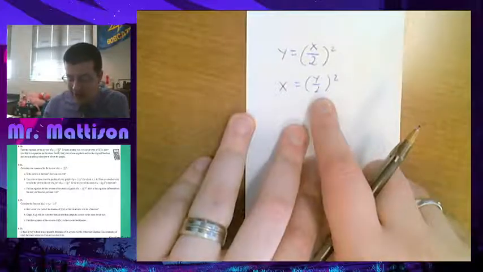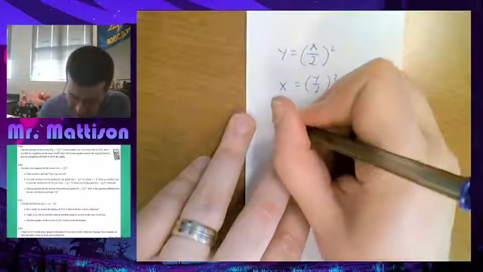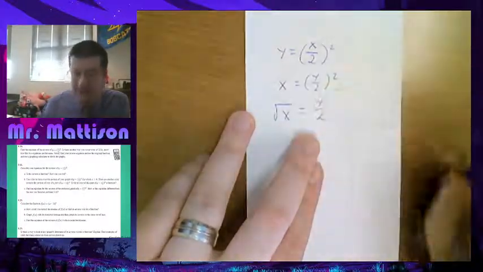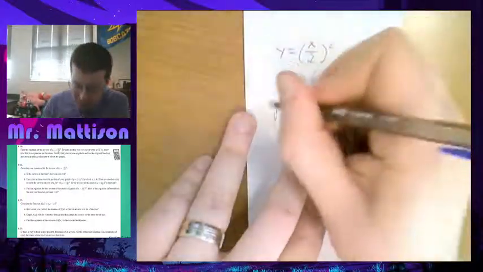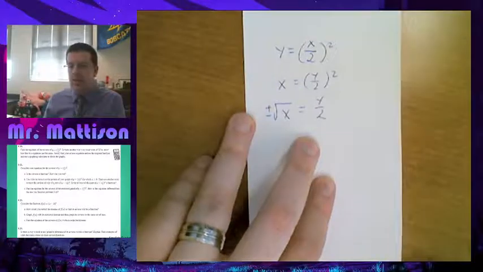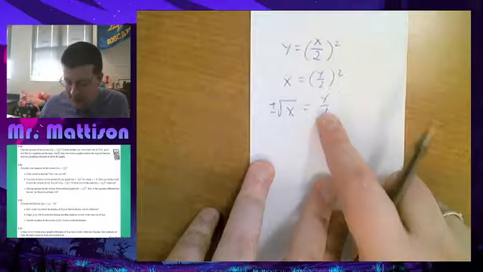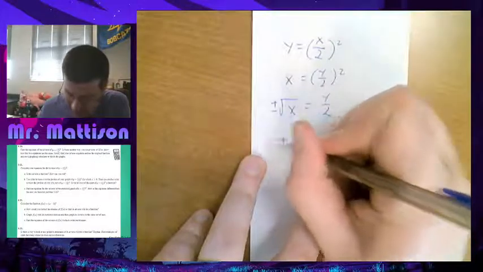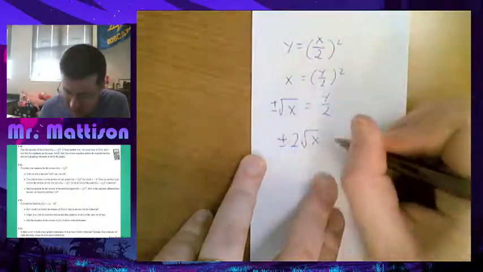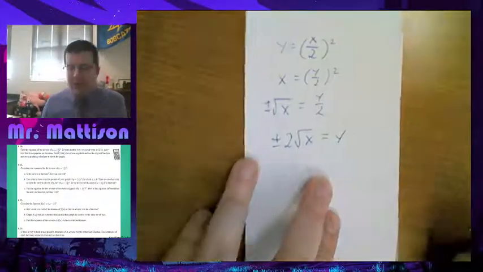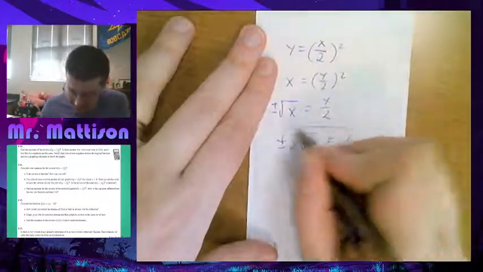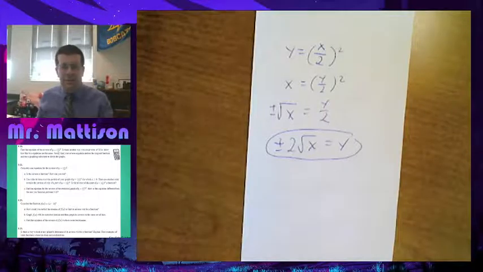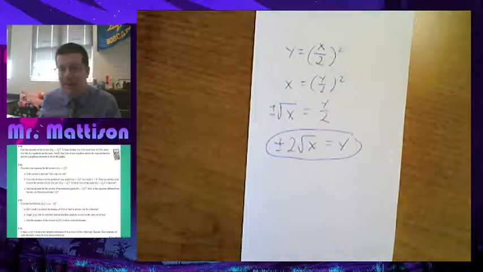First thing that I do is I square root both sides. So I get root x equals y over 2. Now whenever I take a square root, I need to make sure that I put a plus or a minus in there. And then I need to get y by itself by multiplying by 2 on both sides. So I get plus or minus 2 root x equals y. So that's going to be my inverse, right? So I've algebraically found how we do that. And again, not too bad, it just ends up being fairly basic algebra for us.